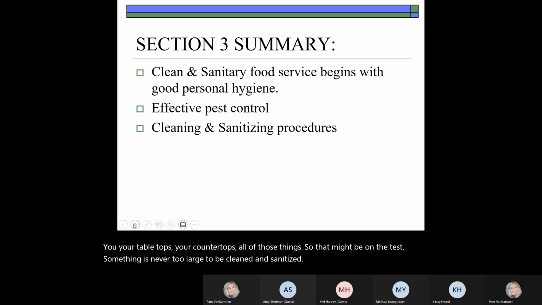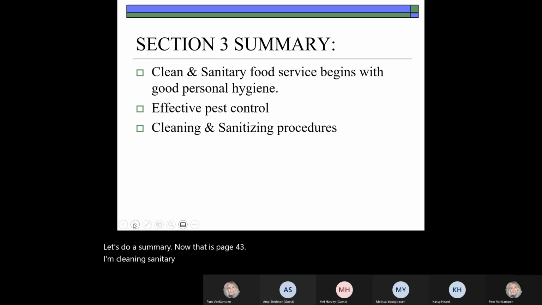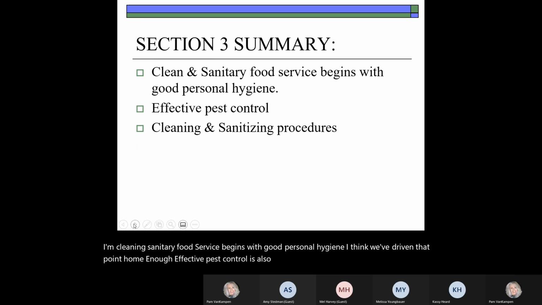Okay, let's do a summary now. That is page 43. Cleaning sanitary food service begins with good personal hygiene. I think we've driven that point home enough. Effective pest control is also very important, and you have to have appropriate cleaning and sanitizing procedures and cleaning schedules in place so everyone knows their role. I'd like little check logs and date logs so that you know that people did what they're supposed to do at the end of their shift or whenever it's required to be done. Again, we have samples that we're happy to share.